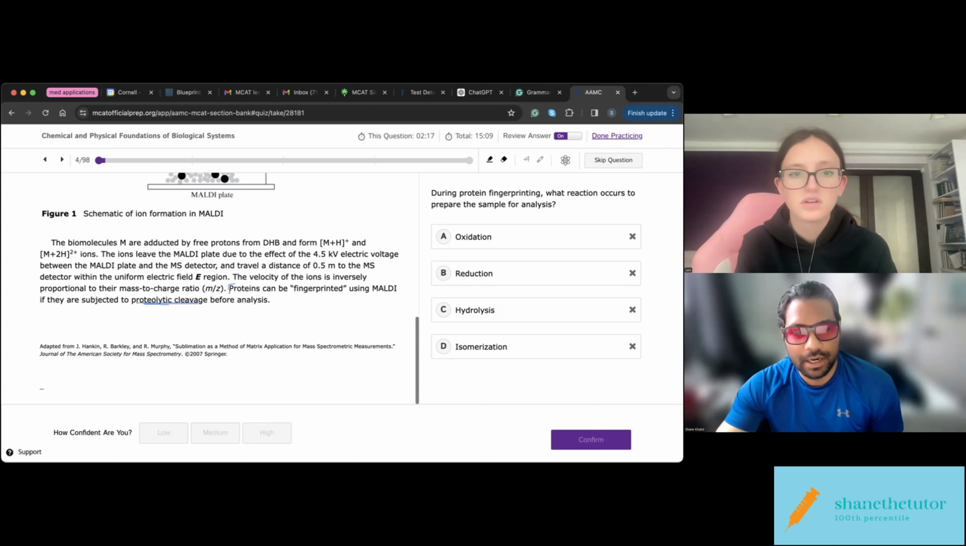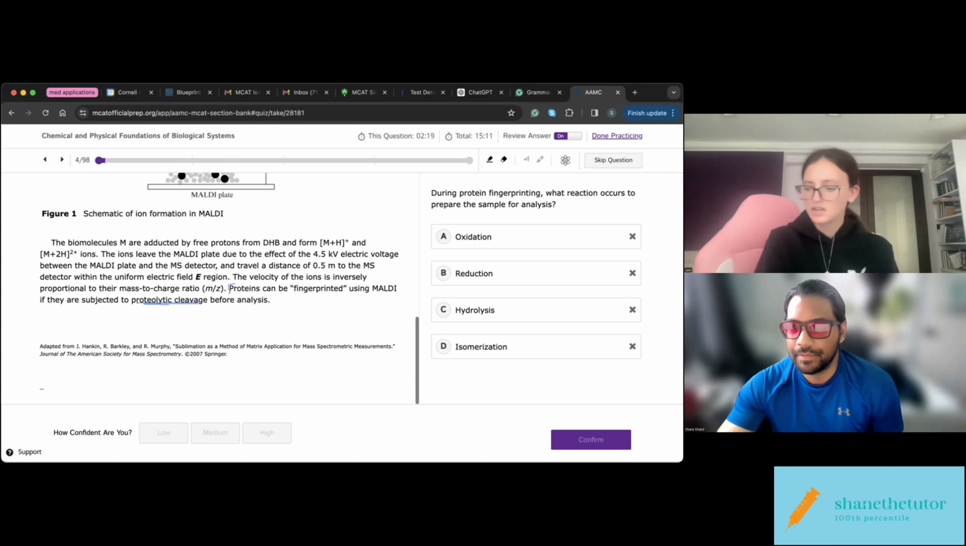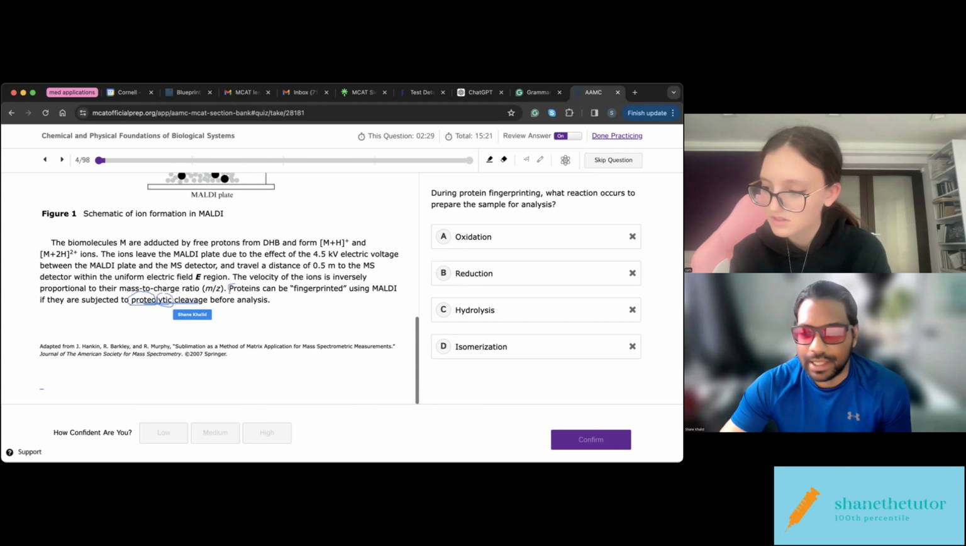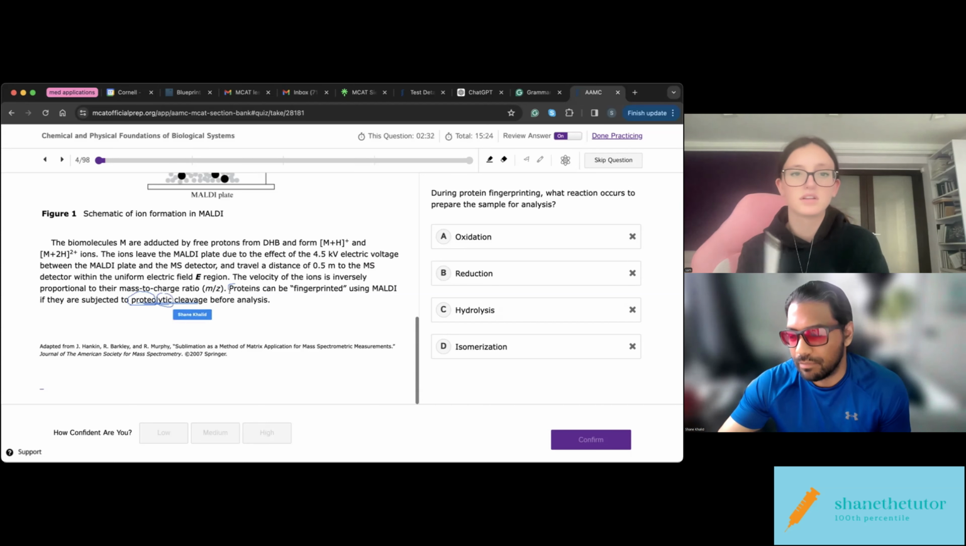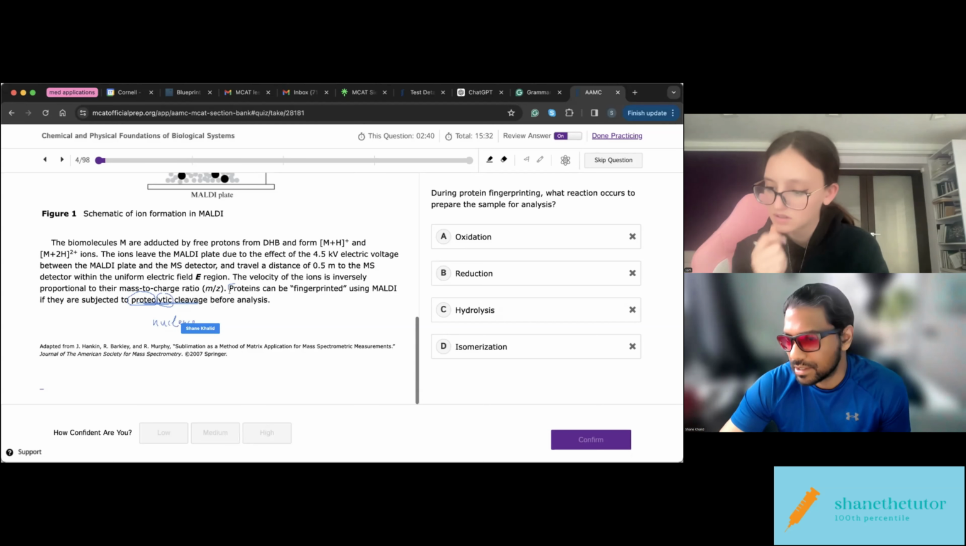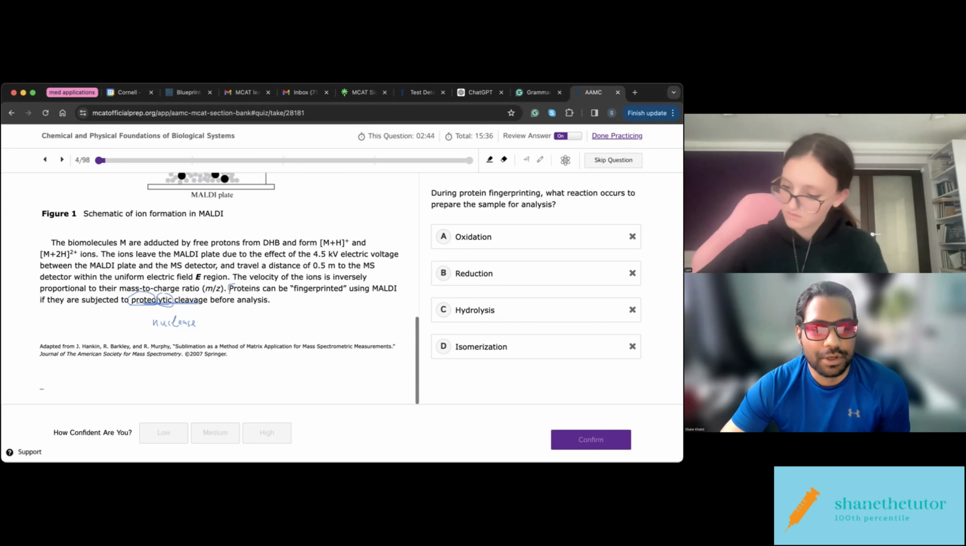Oh, proteins, yeah. So this proteo part is referencing proteins. The lysis part, or lytic part, is the breaking of bonds, right? So you could also have a nuclease, which would break apart nucleic acids. So proteolysis is the breaking down of proteins.